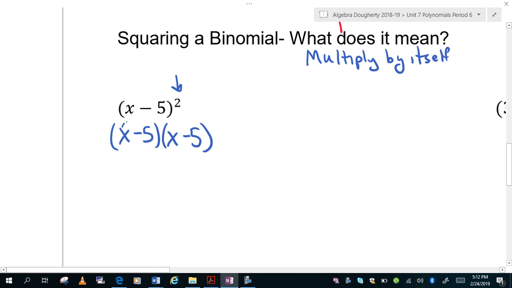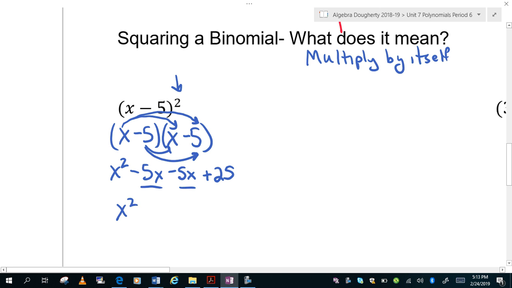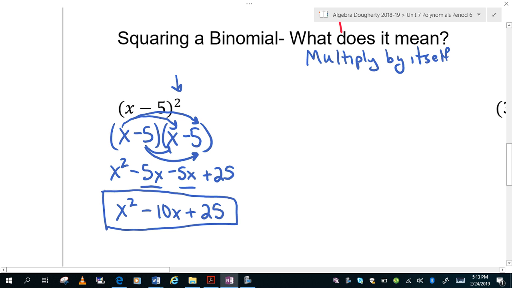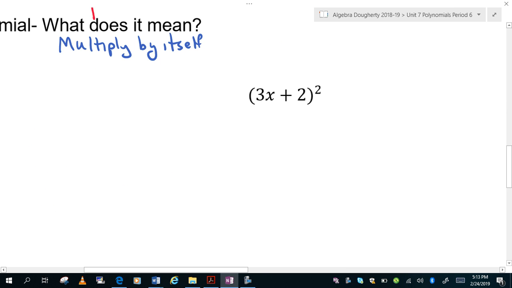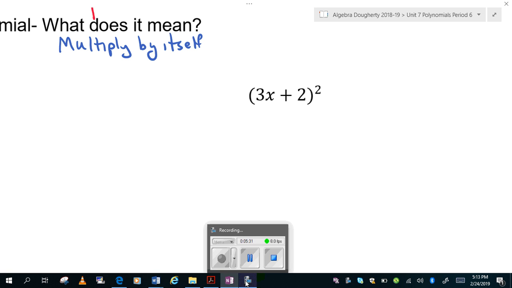So when we do this problem, x minus 5 times x minus 5, we'll distribute the x to get x squared minus 5x. Then we'll distribute the negative 5 to get minus 5x plus 25. Our last step will be to combine the like terms, and we get x squared minus 10x plus 25. This is a trinomial because it has 3 terms. And take a moment and think about what degree this trinomial is. It's a degree of 2 because the x squared represents the highest exponent in the problem. I'd like you to try 3x plus 2 quantity squared on your own. Pause the video, and we'll put the answer up in just a moment.